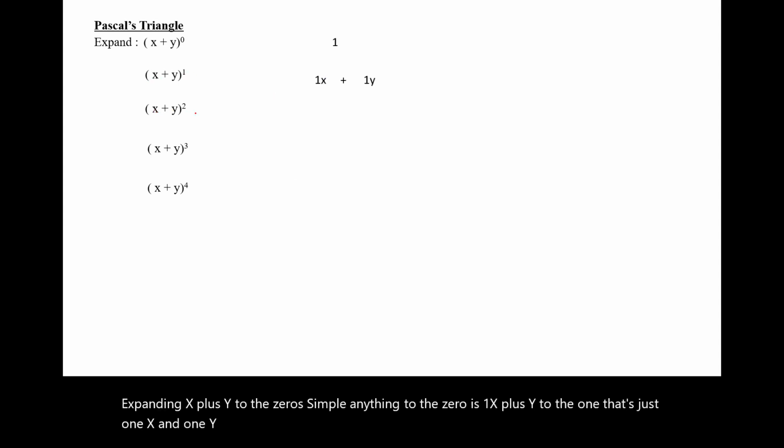Pascal's triangle. This is a delightful pattern that is going to allow us to expand binomials quickly. Expanding x plus y to the 0 is simple. Anything to the 0 is 1. X plus y to the 1, that's just 1x and 1y. X plus y squared, I believe you're familiar with x squared, 2xy and y squared.